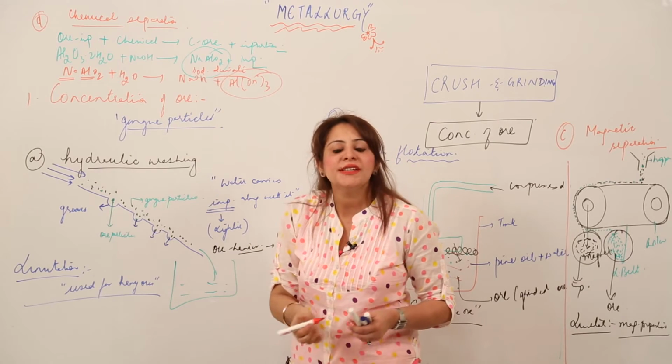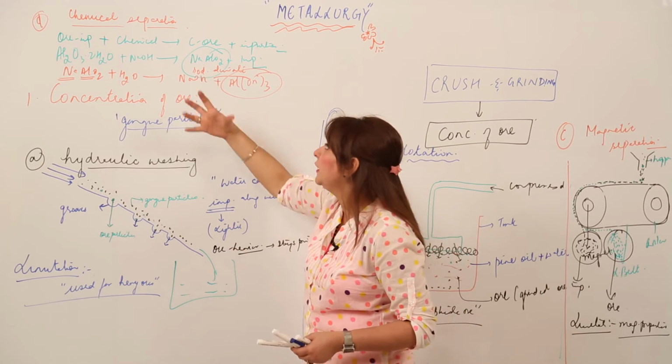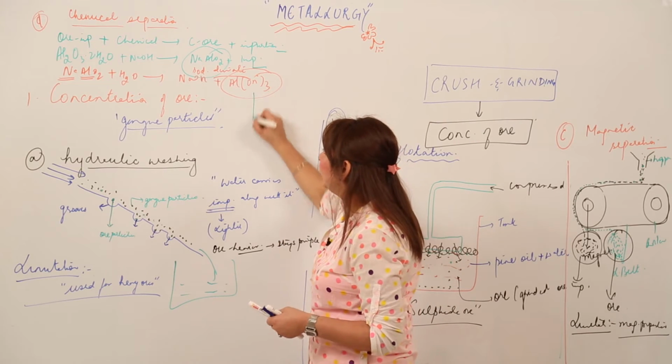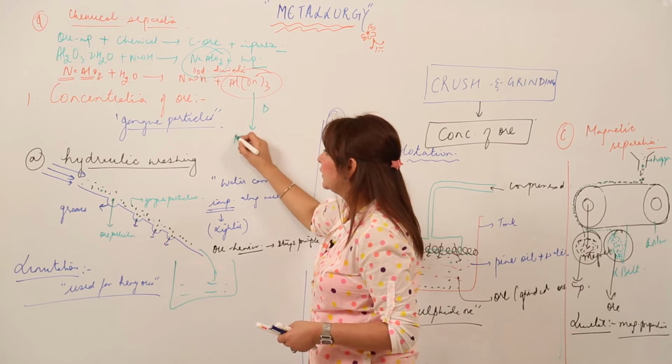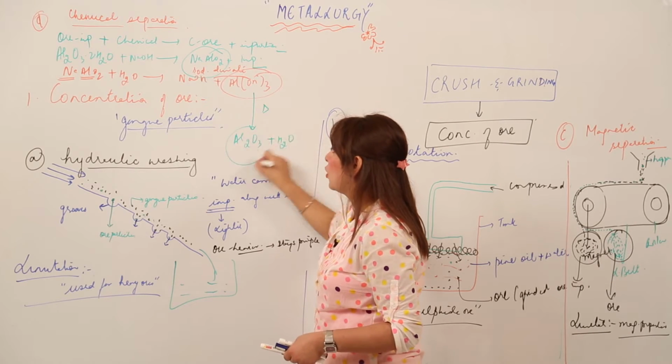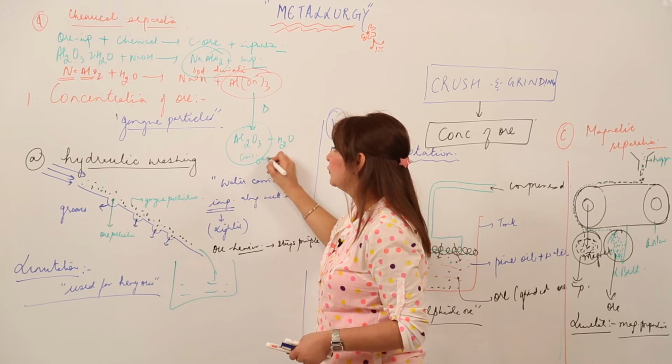We are not concerned with this NaOH because our ore is an aluminium ore and it is present in this aluminium hydroxide. So in the next step, we'll just heat it, it will expel water and we are left with the ore. So here is our concentrated ore.